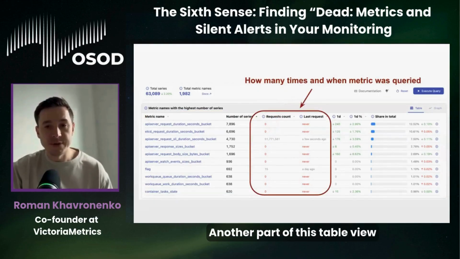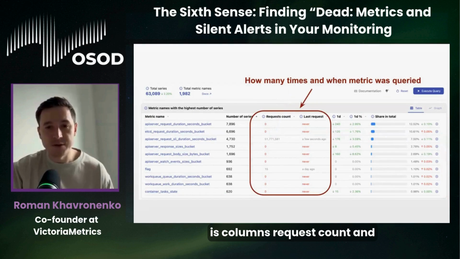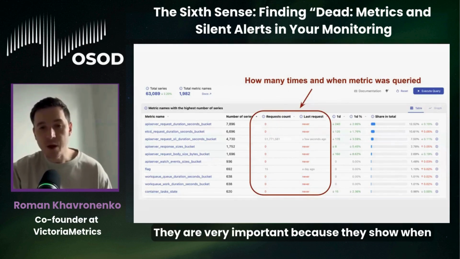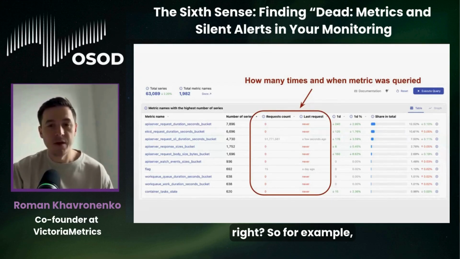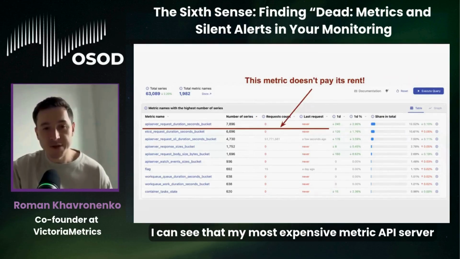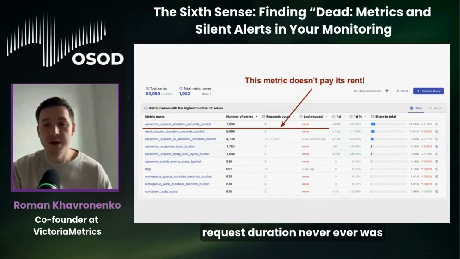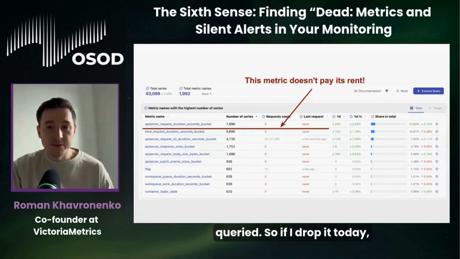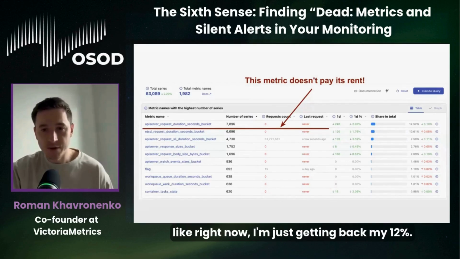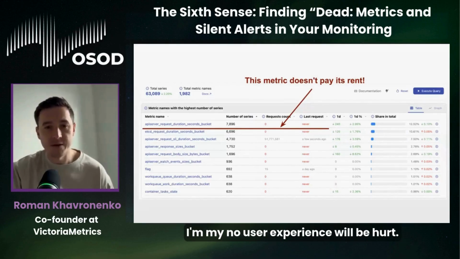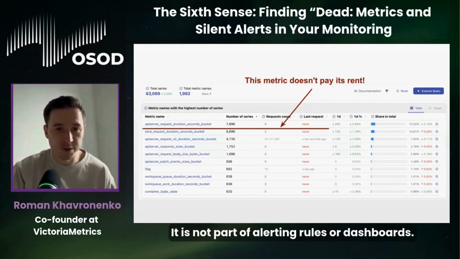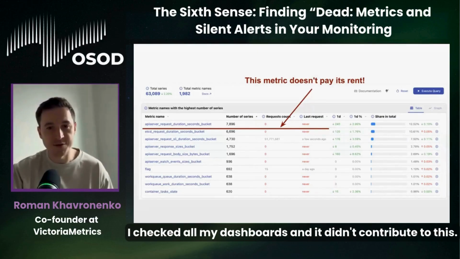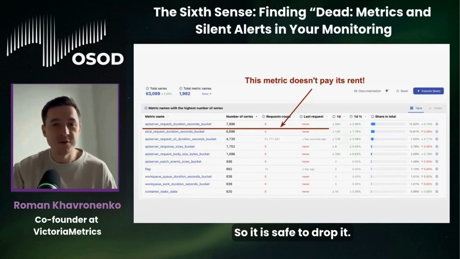Another part of this table view is the columns request count and last request. They are very important because they show when the last time this metric name was queried and how many times, right? So for example, I can see that my most expensive metric, API server request duration, was never ever queried. So if I drop it today, right now, I'm just getting my 12% back and no user experience will be hurt. It is not part of alerting rules or dashboards. I checked all my dashboards and it didn't contribute to this. So it is safe to drop it.